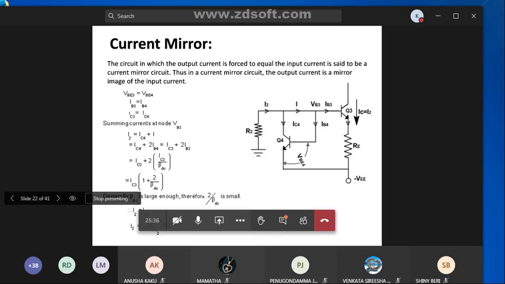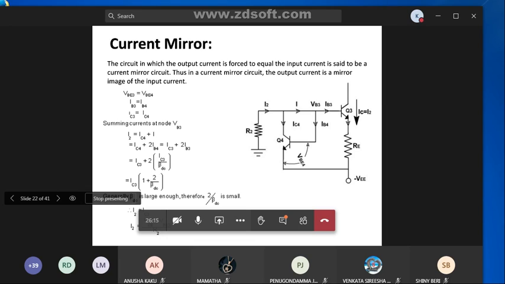At node VB3, the current I2 is divided into two currents, IC4 plus I. So we can write, at this node, I2 equal to IC4 plus I.